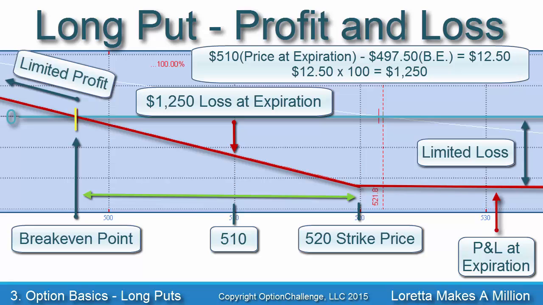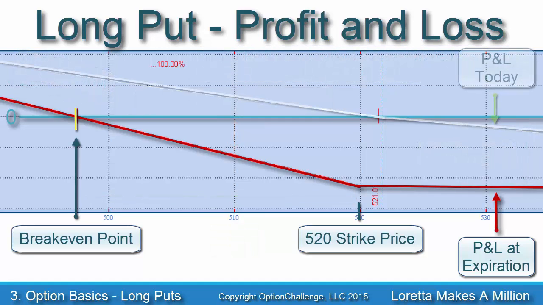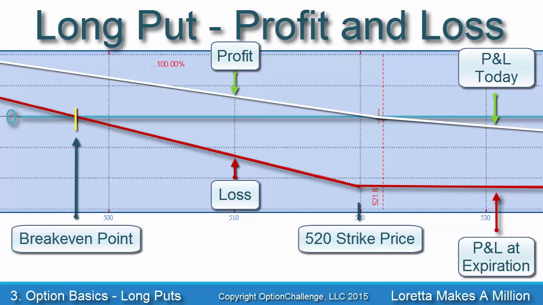Long puts have limited profit and limited loss. Now, let us talk about the white line. The white line is the profit and loss graph of the long Google put today. As each day goes by and we get closer to the expiration date, the white line gets closer to the red line. You will note that for a long put, you can make a profit sooner on the white line than the red line. For example, if Google had moved down today to $510, you could sell this position and make money. At expiration, you would lose money if Google was at $510.